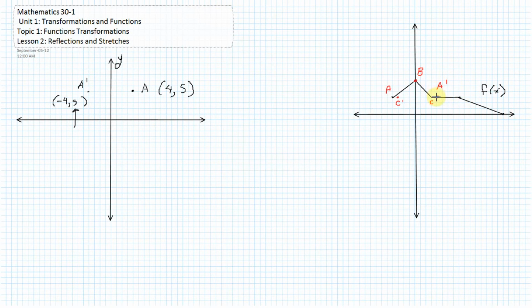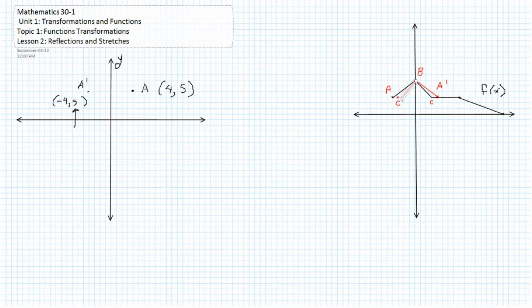So A prime will attach to B, and we have B. Notice B and B prime are the same point because they're actually referred to as invariant points, and these are the points on the function that exist on the line that we're reflecting around. And we're going to then go from B to C prime here, like so.